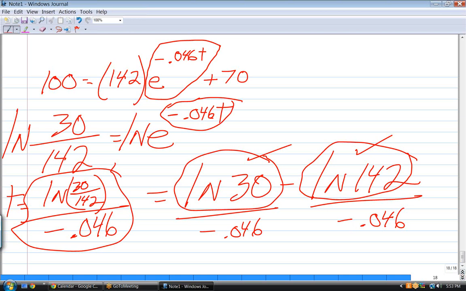The other thing I could do here is I could convert this to a decimal instead and just say the natural log of that decimal divided by this number. That would also be acceptable.